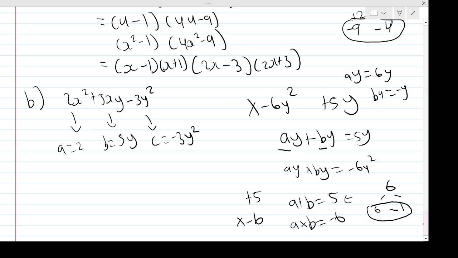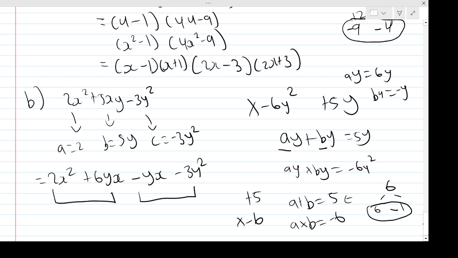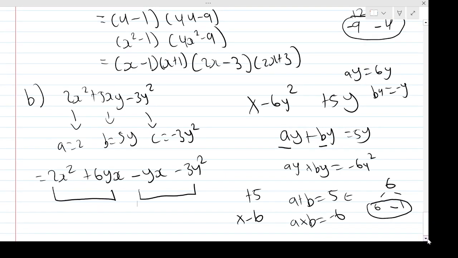And now we can split this up. We can split the 5y up into 6y minus y. And then we can say that this goes to 2x squared plus 6yx, minus yx minus 3y squared. And if you check, if you add 6yx minus yx, you get 5yx, which is 5xy, which is what we got at the start. So that's all fine. And now, again, exact same approach. We can factorize both parts separately.